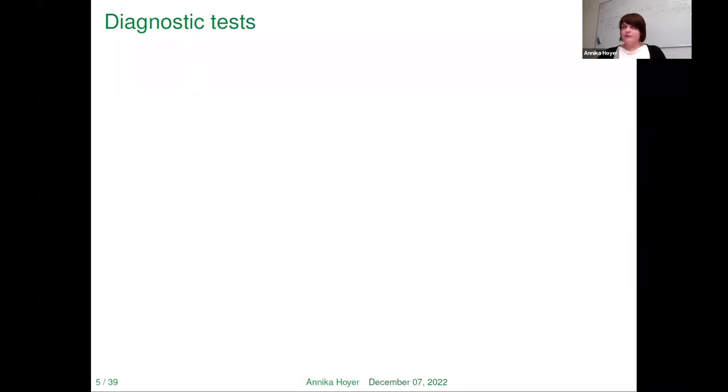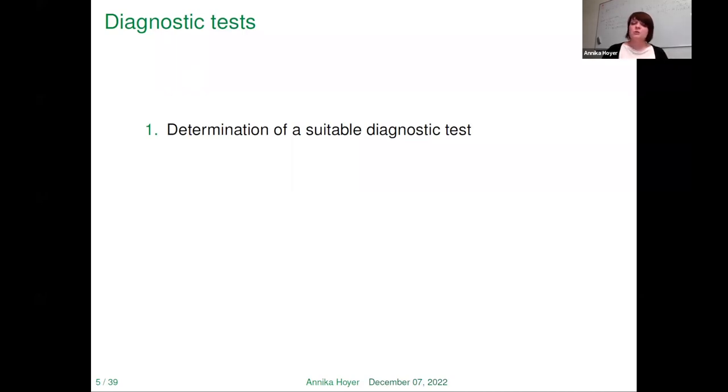From a statistical point of view, we have two main questions that should be answered based on the data available. So the first one is that we aim to determine a suitable diagnostic test. As I said before, currently there are much efforts spent in developing new tests, and from a statistical point of view, statistics can help to make the right decision which test should be used in practice. So there are several tests, for example, for diagnosing type 2 diabetes, and with statistical knowledge, we can decide which test should be applied in practice.